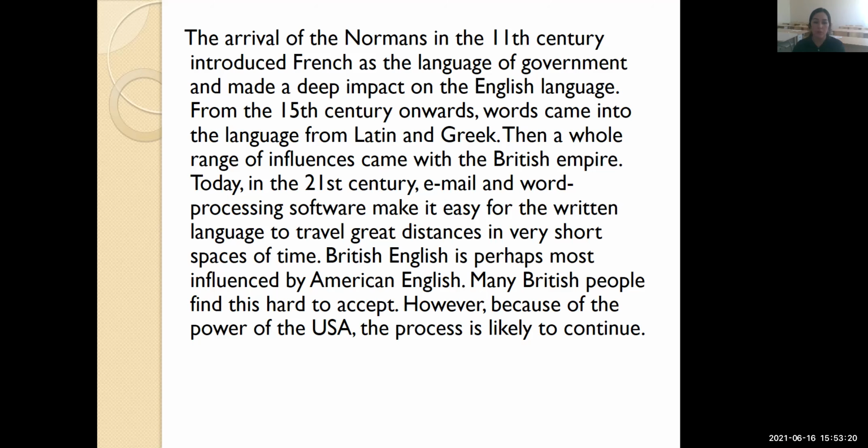Then a whole range of influences came with the British Empire. Today, in the 21st century, email and word processing software make it easy for the written language to travel great distances in very short spaces of time. British English is perhaps most influenced by American English. Many British people find this hard to accept. However, because of the power of the USA, the process is likely to continue.